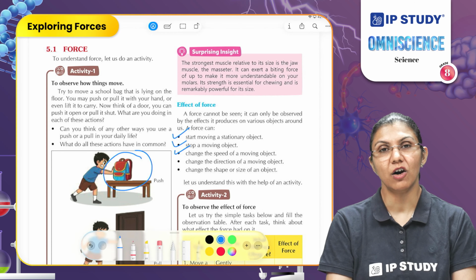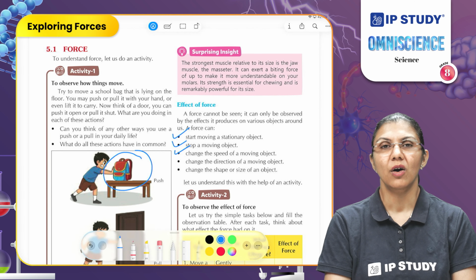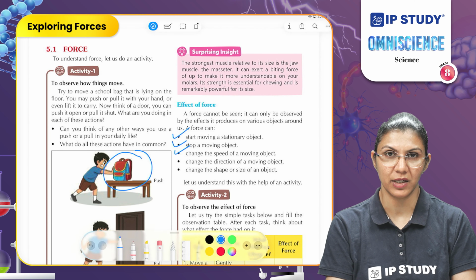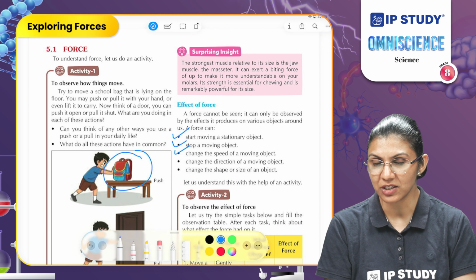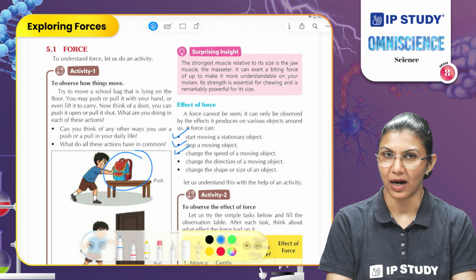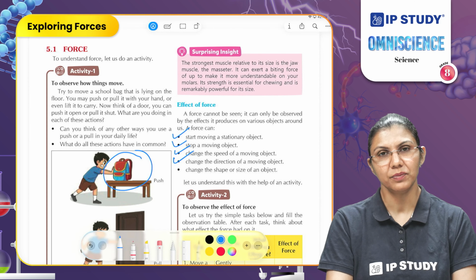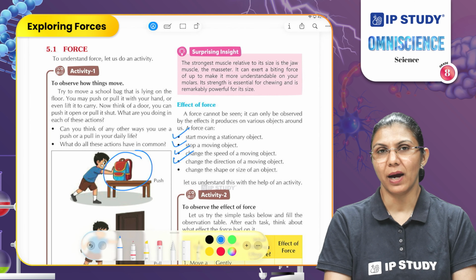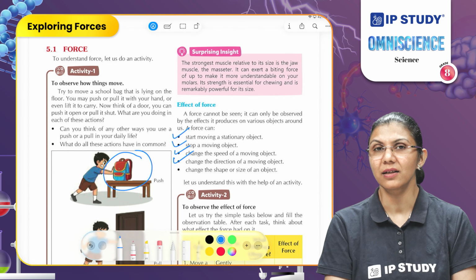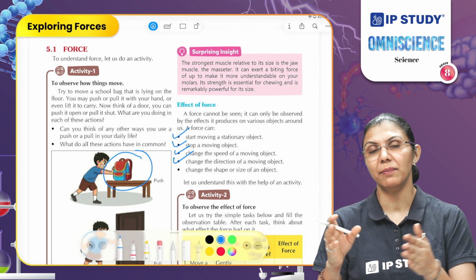Change the speed of a moving object. By pulling the brakes, we can slow down a vehicle, or by kicking a ball which is coming towards you at a very high speed, you can first reduce its speed. Also, you can direct it into a different path, means you can change its direction. So, the next effect is changing the direction. When you ride a bicycle, you pedal your cycle, you increase the speed, and as soon as you turn the handle, the bicycle changes its direction, means the movement is now happening in the other direction.